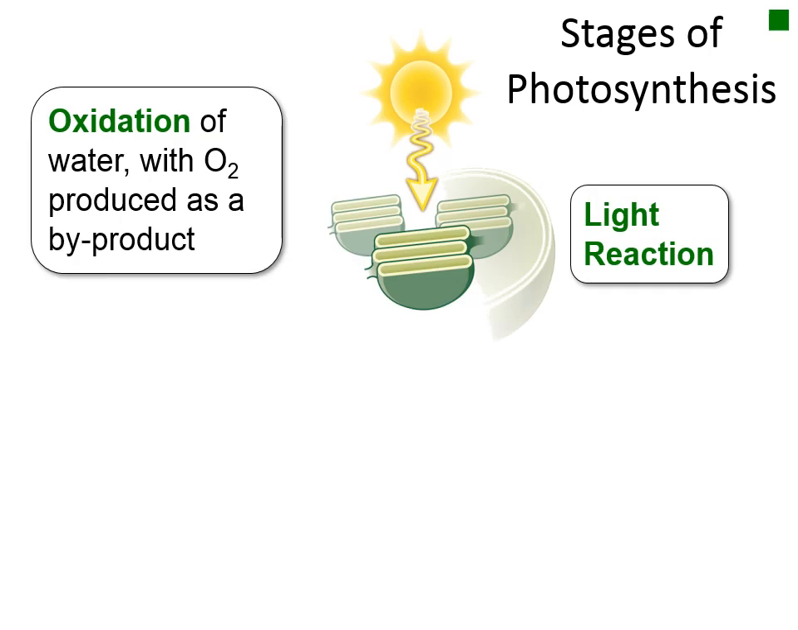Photosynthesis consists of two main stages. The first stage is the light reaction, which involves the absorption of light by protein pigment complexes and the oxidation of water to oxygen. This stage uses an electron transport chain and produces a large amount of ATP and NADPH.